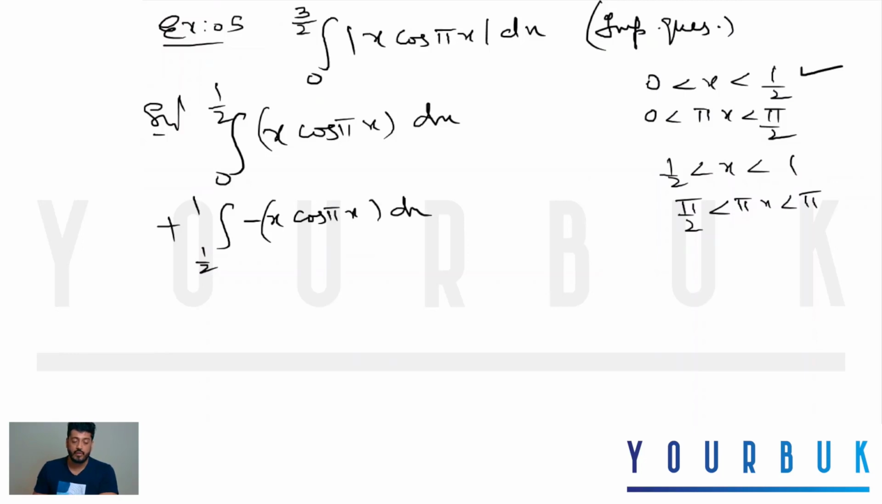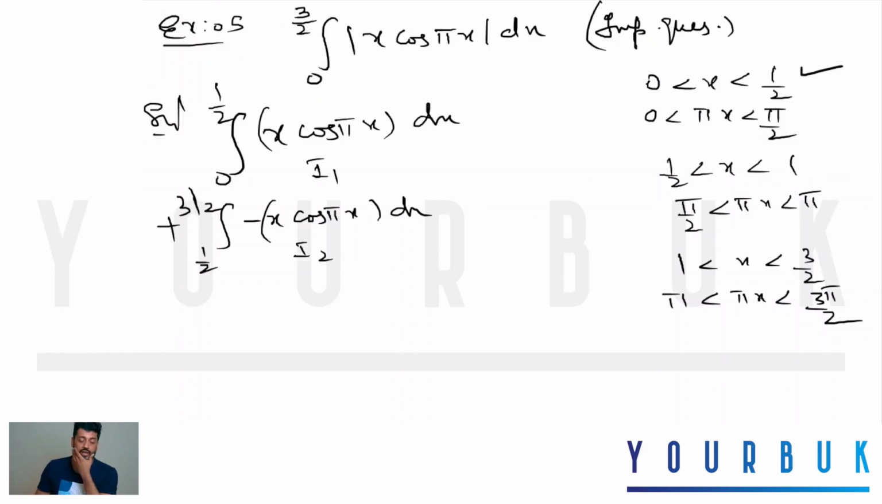And obviously from 1 to 3 by 2 also the same process will be there, that the pi x is between pi to 3 pi by 2, and we know that between pi to 3 pi by 2 also the cos is negative in the third quadrant, so this comes with the negative sign only. So instead of breaking from half to 1, I can directly take it from half to 3 by 2, because in both the cases it comes out to be minus x cos pi x. Now this is your I1, this is your I2. So you simply evaluate x cos pi x by parts, and then if you replace down the value, you will be able to do it.